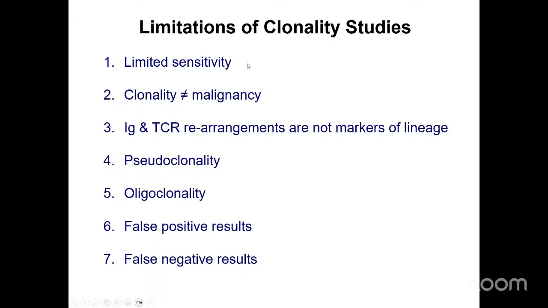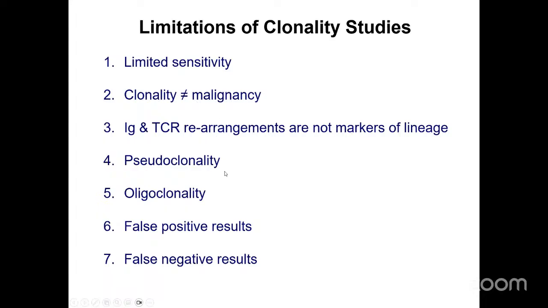The limitations to clonality studies are that there is limited sensitivity. Of course, your clonal cells have to be significant enough to show up in the background of a polyclonal population. Presence of clonality does not always mean malignancy. If there is a small population of cells in the background, because it is a PCR reaction, it will pick up a few of those cells, and it will start looking like a clone while it is not.